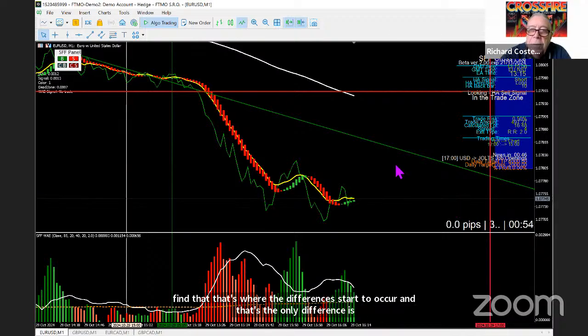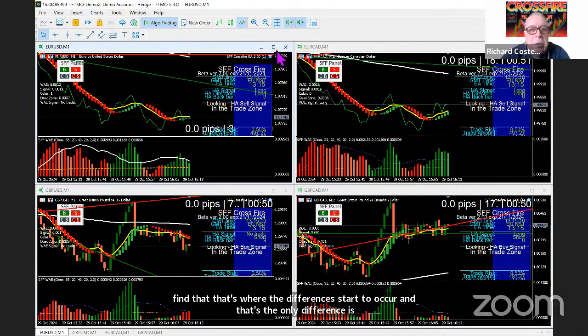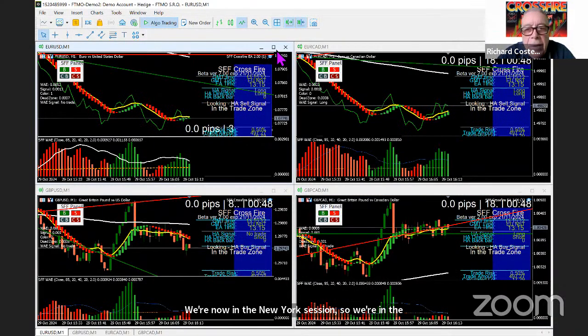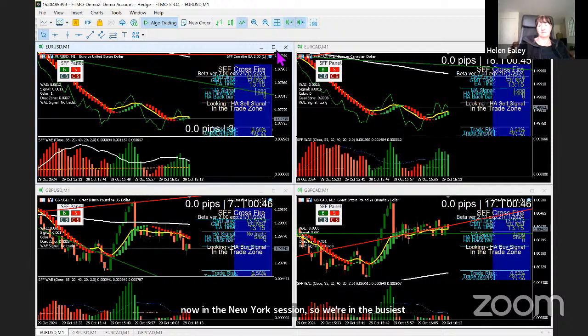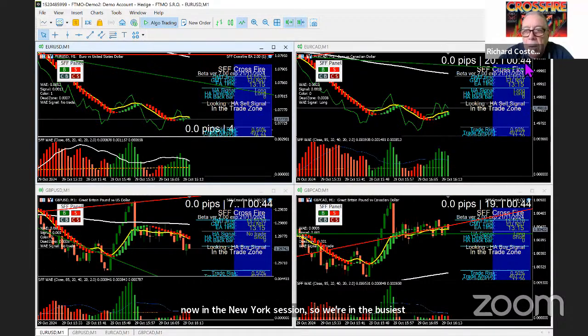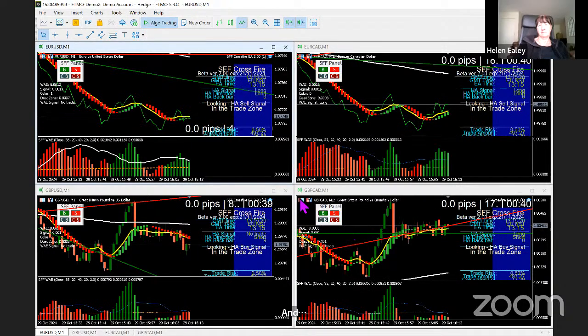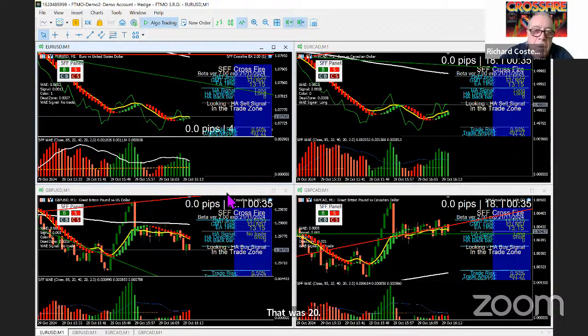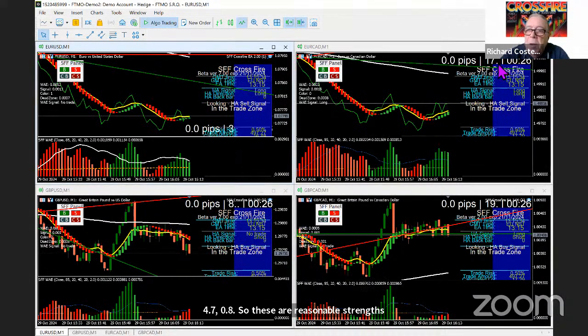And if you look at, we're now in the New York session, so we're in the busiest trading period of the day, and we've got 20. That was 20. But these two, that's 0.3, 0.4, 0.7, 0.8. So these are reasonable spreads. These are not always, because that'll change to 20 any second now.